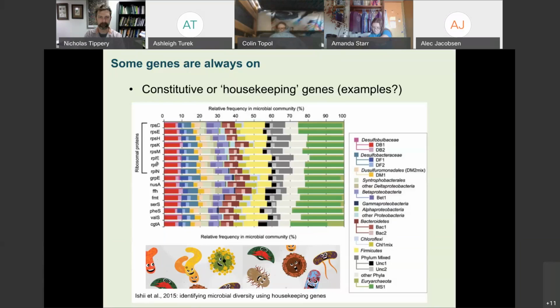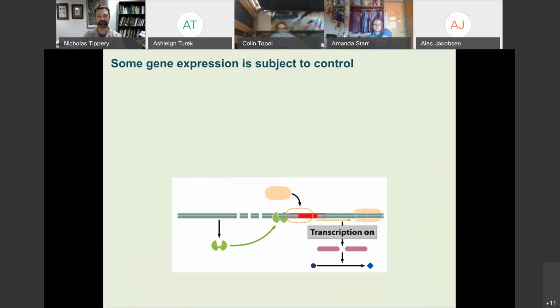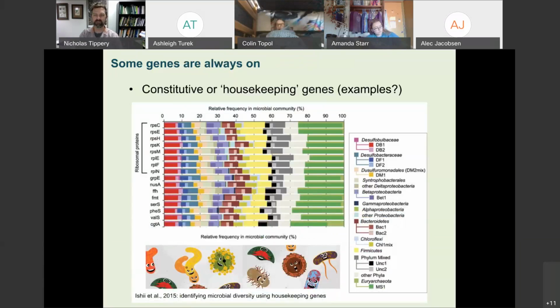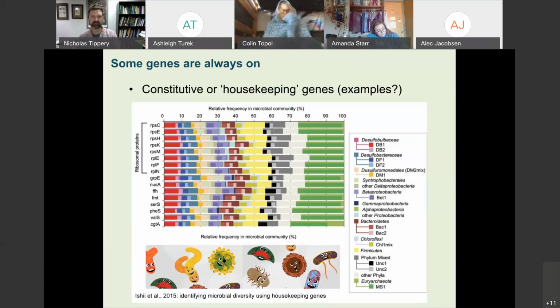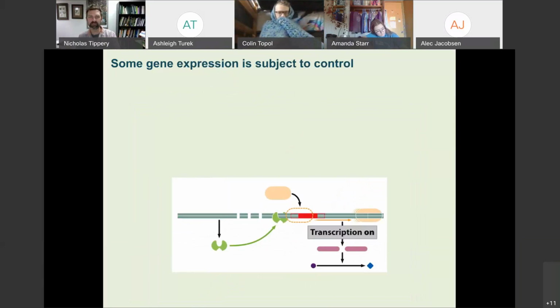All right, good. Cool. Okay, so always on, these are basically always being translated. Other ones, their translation, transcribed and then translated. Sorry, focusing on transcription. Always transcribed, and some of them are not always transcribed. So the level of transcription here.